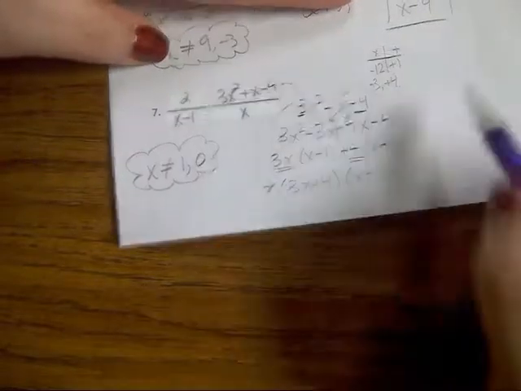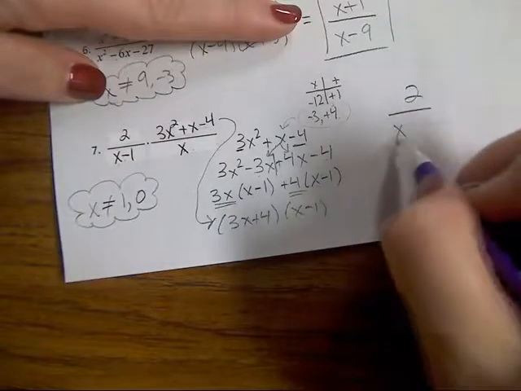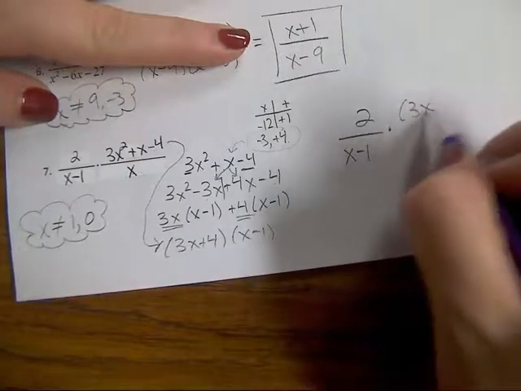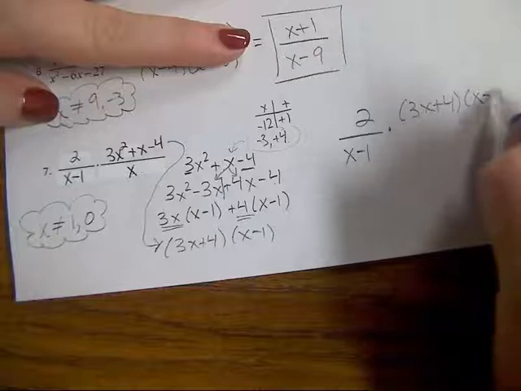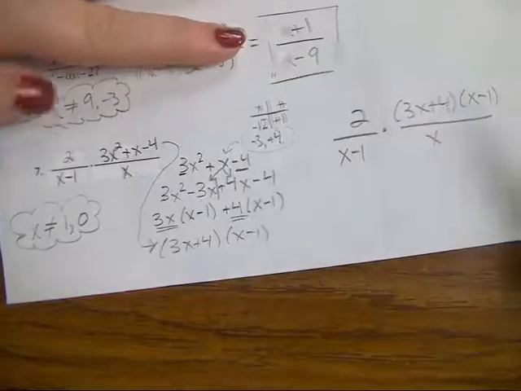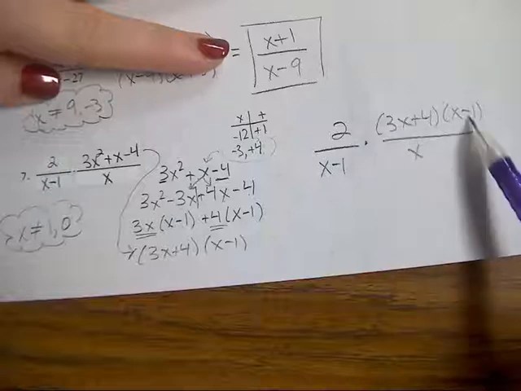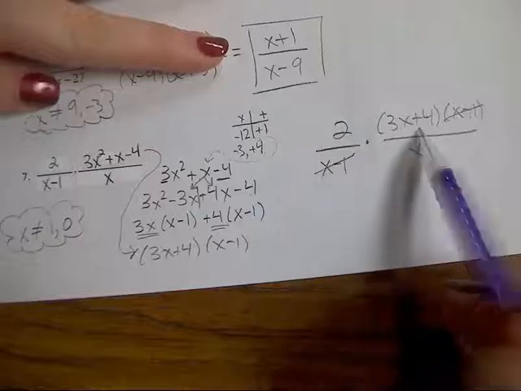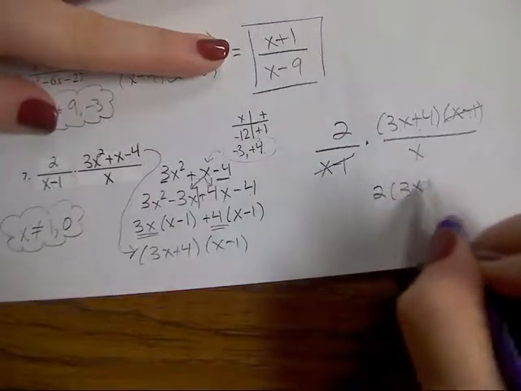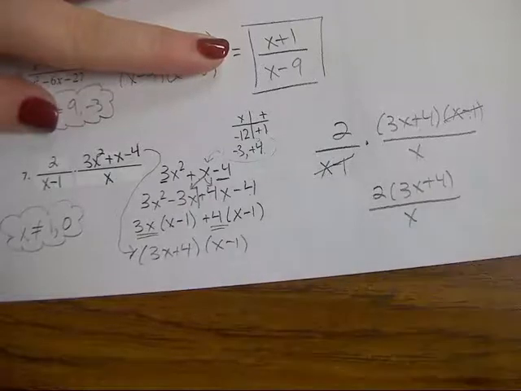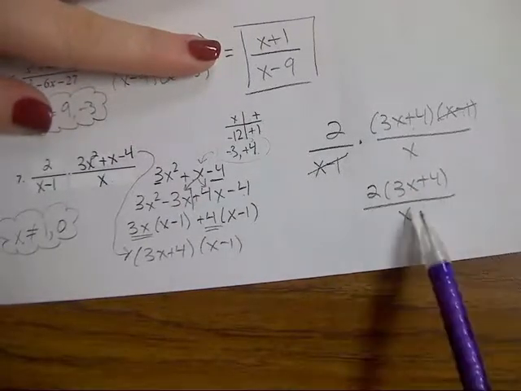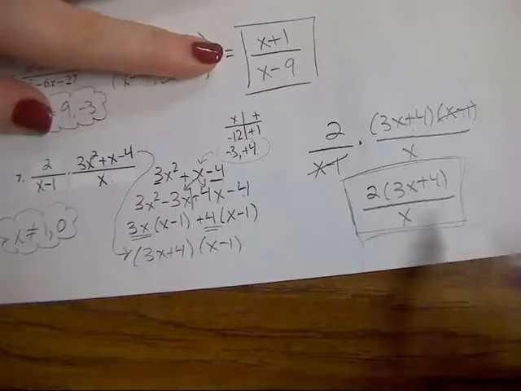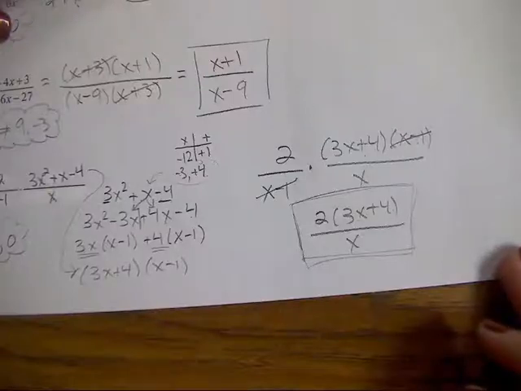All right, so let's rewrite it. Here we go. We have 2 over x minus 1 times, here we go, 3x plus 4 times x minus 1 all over x. All right, well, it's a good thing we did that because, look, we have a common factor. So those get to cancel. We're left with 2 times 3x plus 4 all over x. Remember, you do not have to distribute. You can leave this answer just the way it is. If you really want to multiply, go for it, but I'm not going to make you do that on the quiz on Friday. All right?